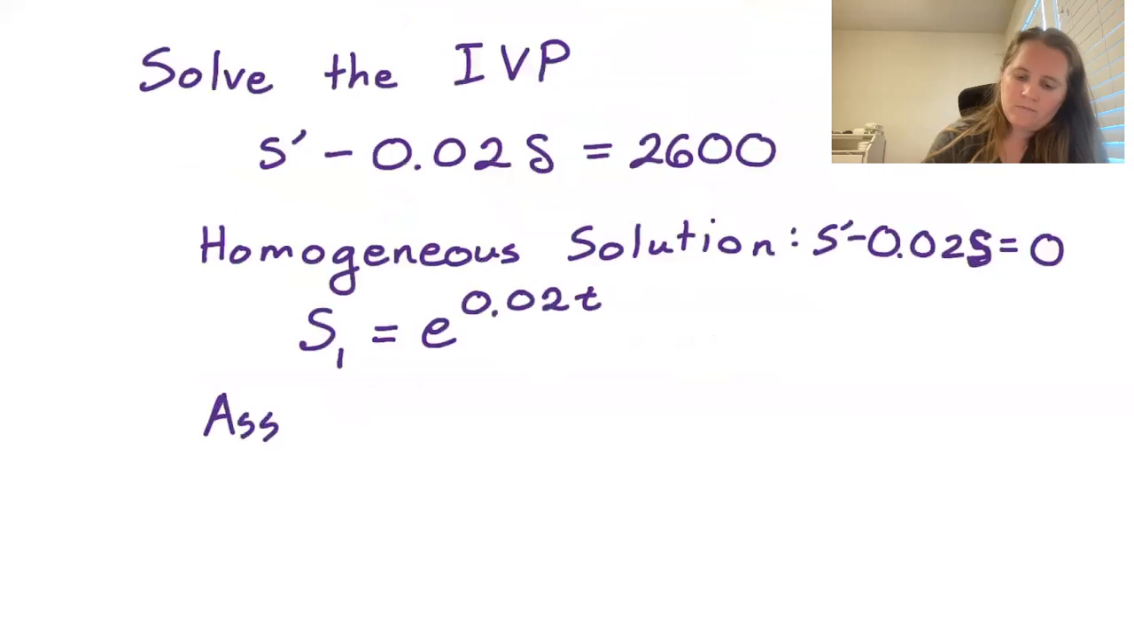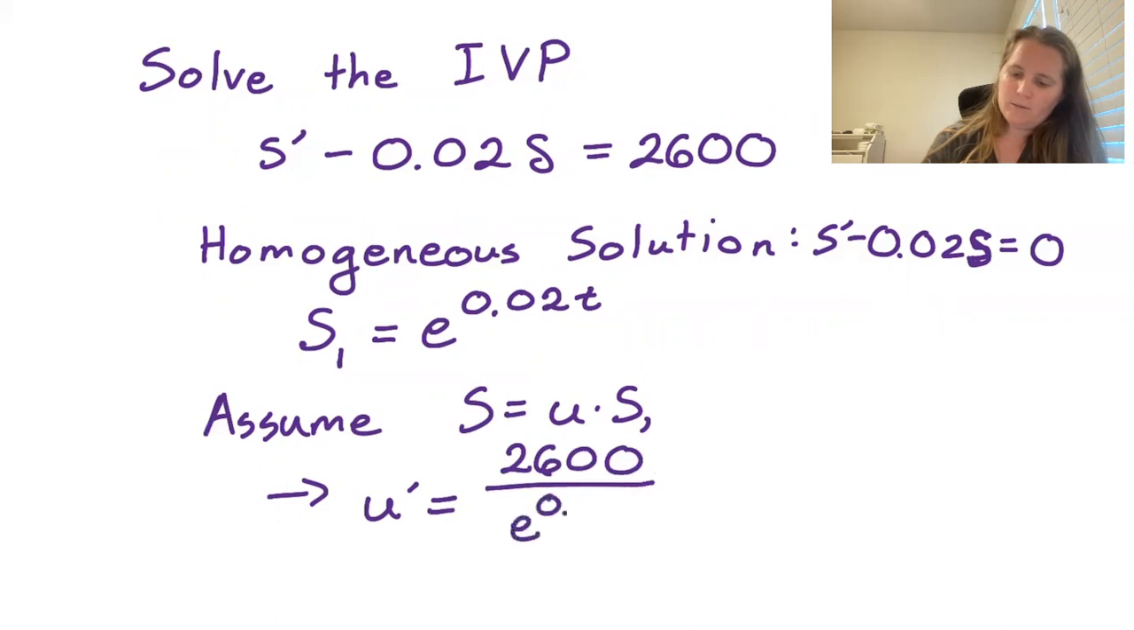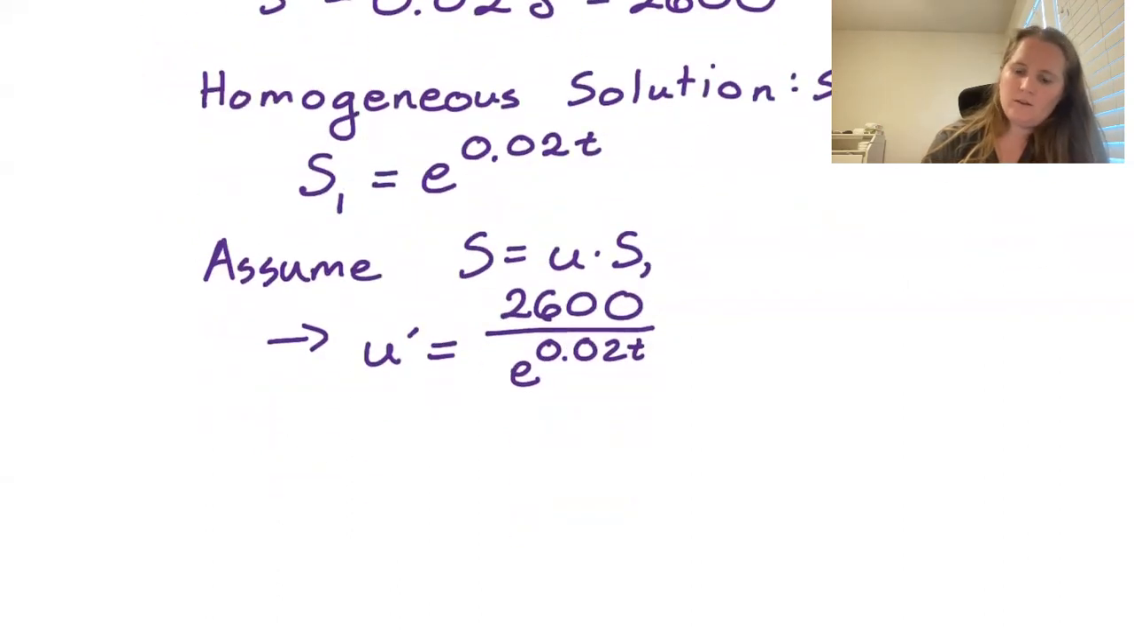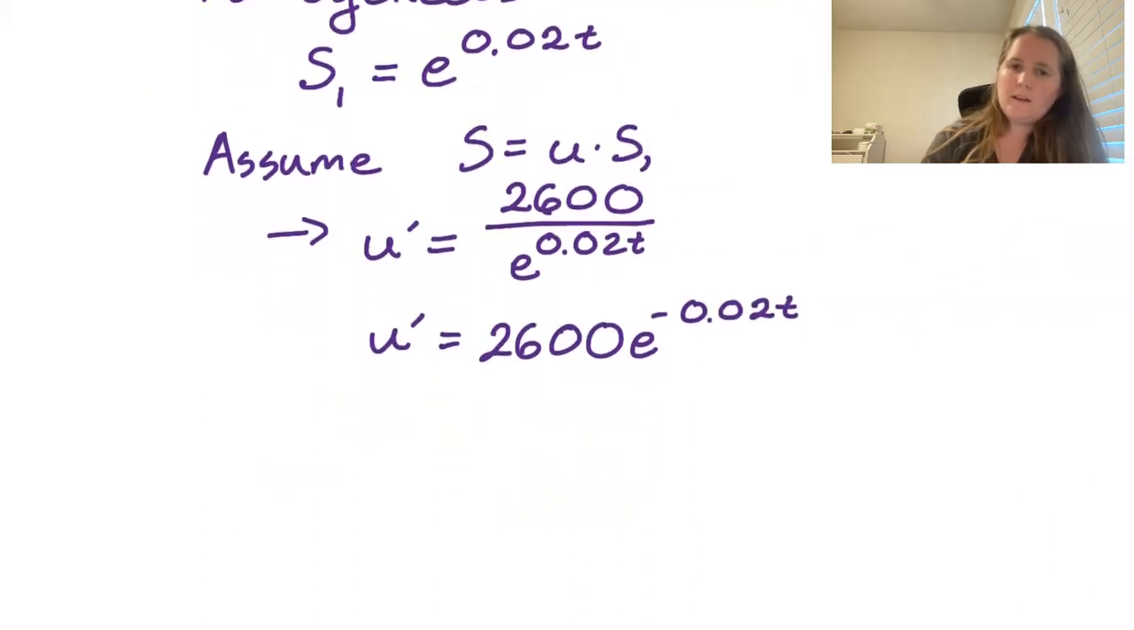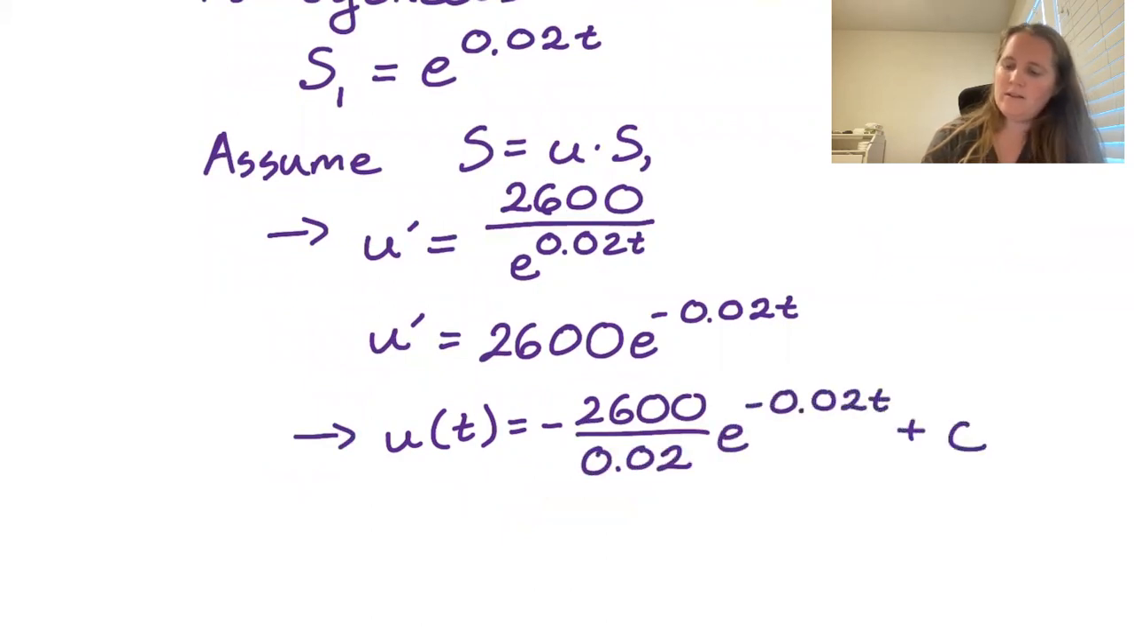So assume S is equal to U times S1. We then have that U prime is equal to that right-hand side, 2,600, divided by S1, so divided by e to the 0.02t, or U prime is equal to 2,600 e to the negative 0.02t. Integrating, we get that U of t is equal to negative 2,600 divided by 0.02 e to the negative 0.02t, and then plus C.